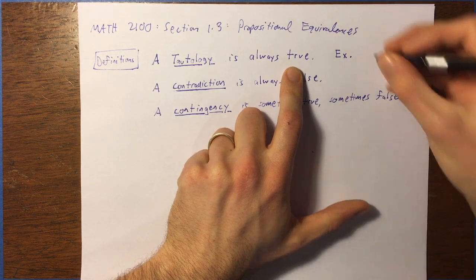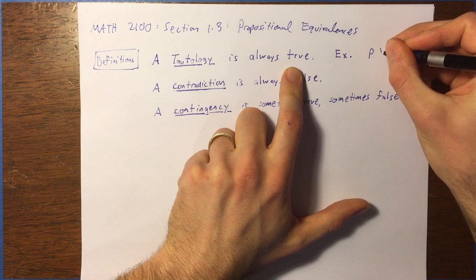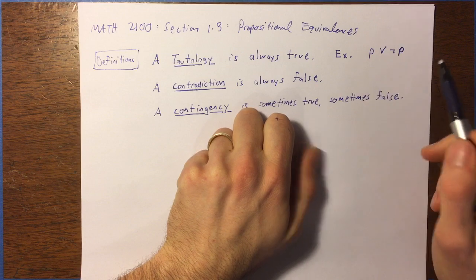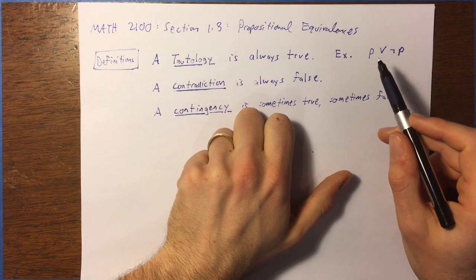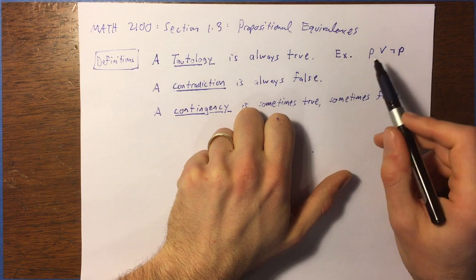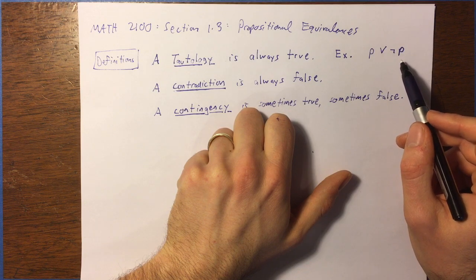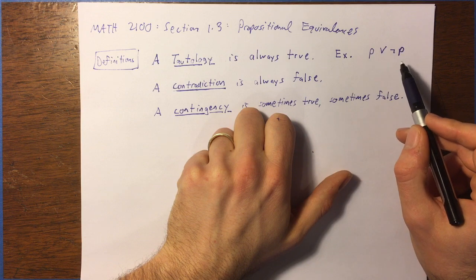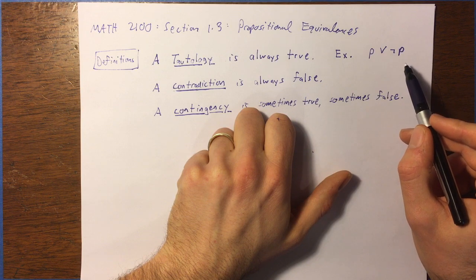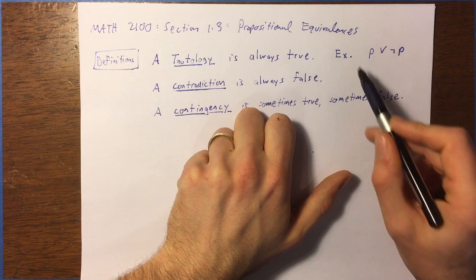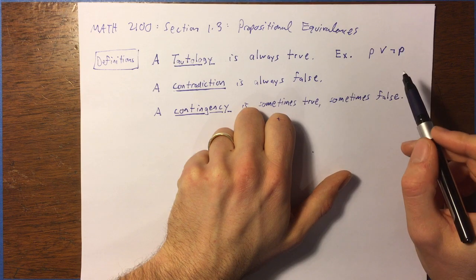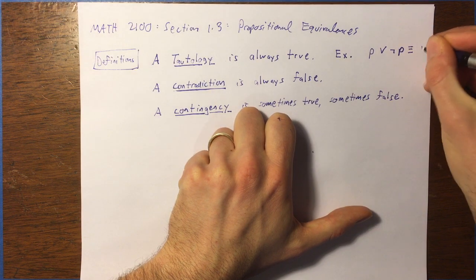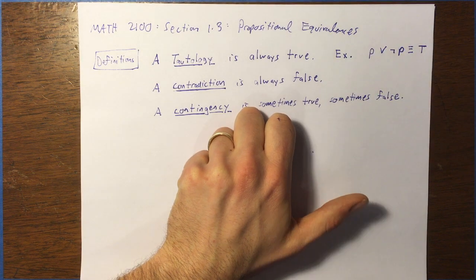As an example, let's look at P or not P. Regardless of the truth value of P, whether P is true or false, the negation of P is going to be the opposite truth value. So guaranteed, one of these two propositions in the disjunction is going to be true. And so that would make the entire disjunction necessarily true as well, regardless of the value of P. So that's an example of a tautology. This is equivalent to T. So T represents our tautology.